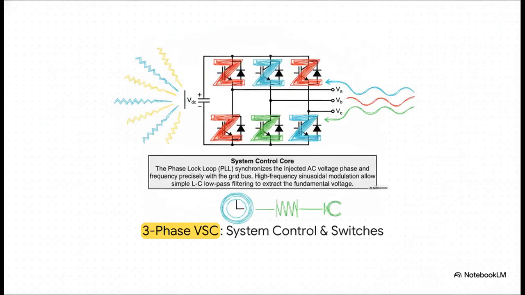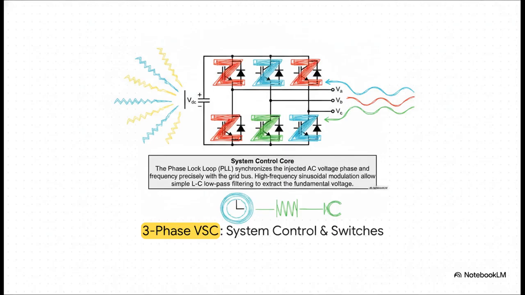Proceeding to Slide 9. Let's recreate the visual flow of this three-phase VSC diagram. How does it actually synthesize AC from DC? It uses 6 high-speed switches, shown here connected to a DC capacitor. By precisely opening and closing these 6 switches, we literally build a smooth, alternating voltage from scratch.